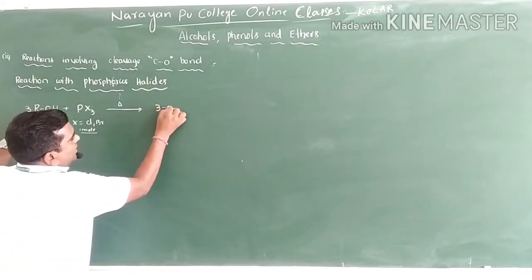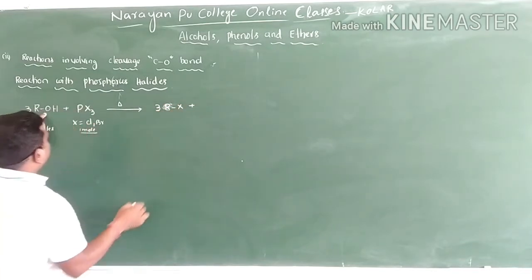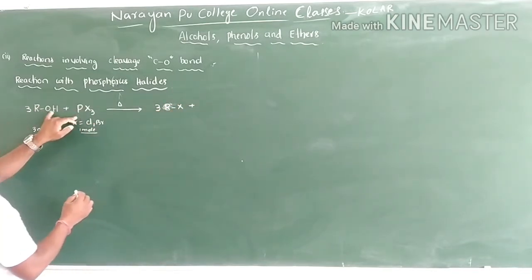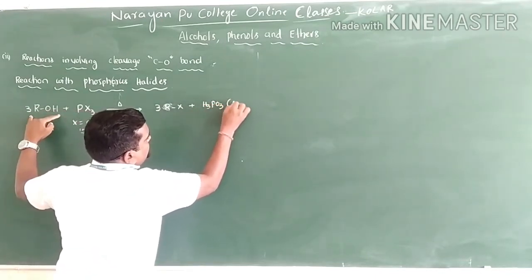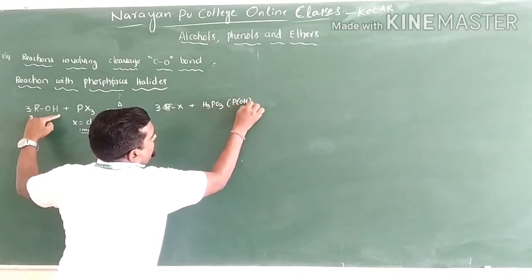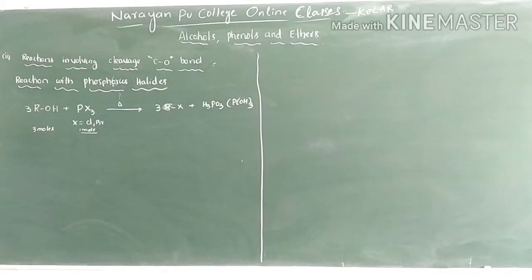Then you will get 3 moles of alkyl halide plus P with 3 OH groups, that we can write as H3PO3 or simply P(OH)3. This is what it is, P(OH)3. So this is the reaction with PX3.